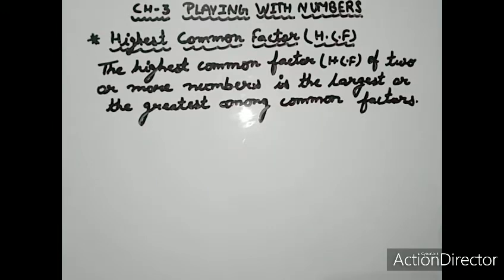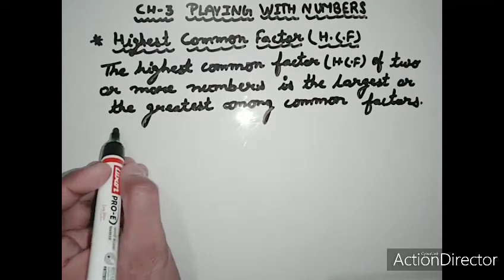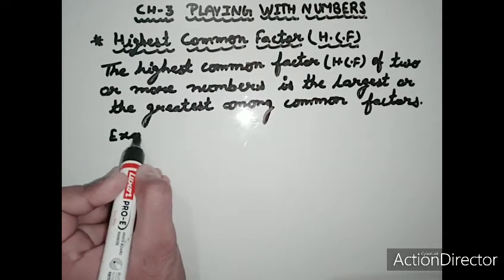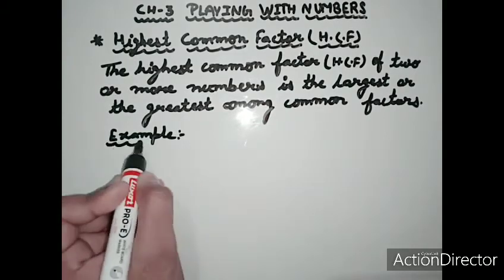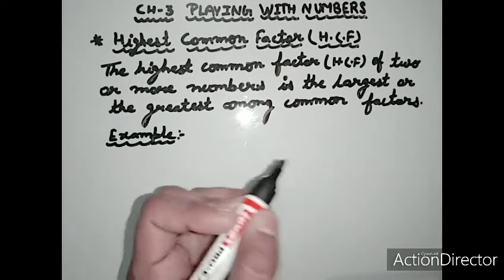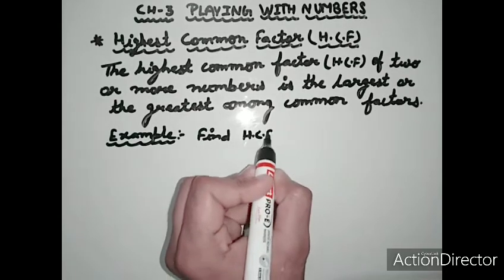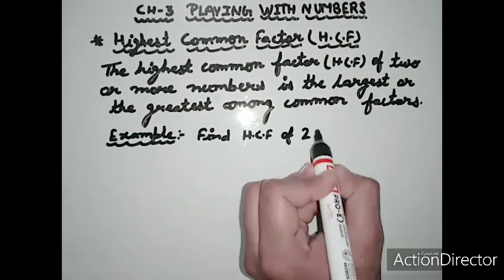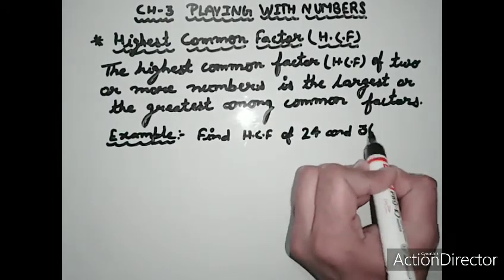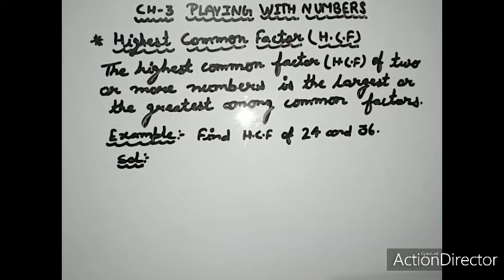In other words, the HCF of two or more numbers is the largest number that divides all the given numbers exactly. Now here I take some example related to HCF. Example: here we find the HCF of 24 and 36. First we find the factors of 24 and factors of 36.